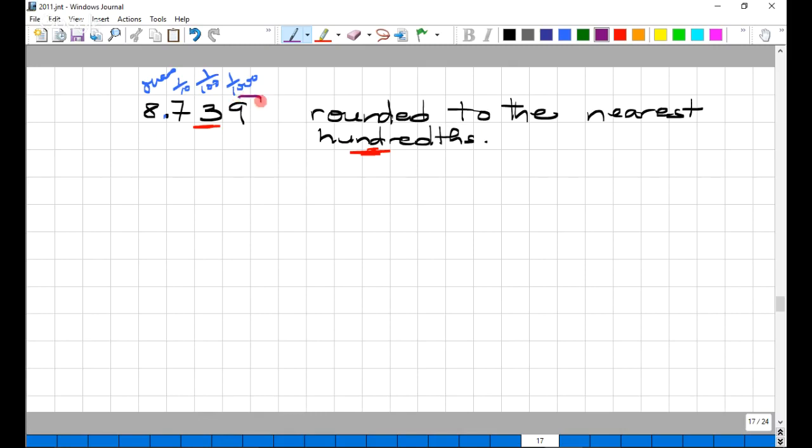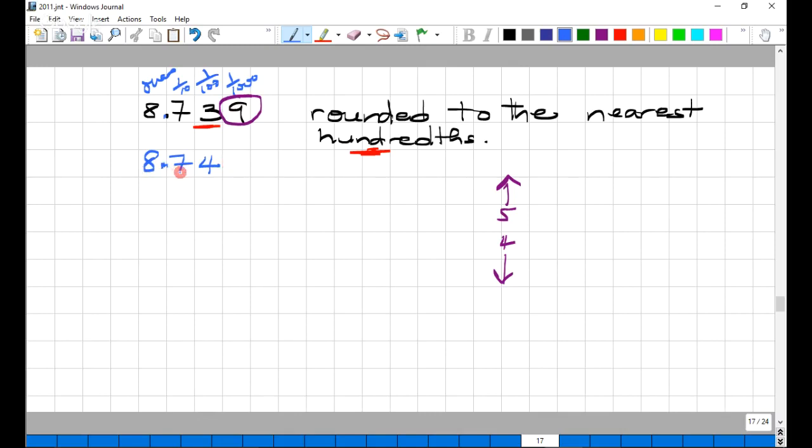The digit to the right is 9. Now, if it's 5 or more, we round up. If it is 4 or less, we round down. Is 9 more or less? More, sir. Which means that we're going to add 1 to the digit that we are rounding and put 0 for the rest of the numbers behind. Okay, so what do I have as my answer? Tell me what I need to fill in. Sir, 8.74.